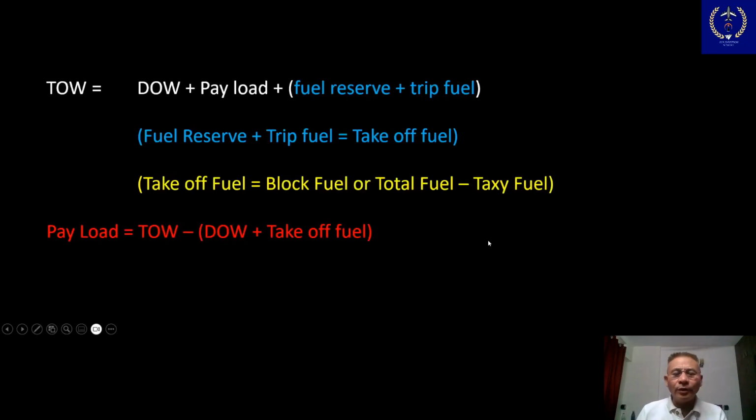After having a look at the previous formula, primarily the takeoff weight is equal to dry operating weight plus the payload plus fuel reserve and the trip fuel. So fuel reserve plus the trip fuel is also known as the takeoff fuel. And what exactly is takeoff fuel? The takeoff fuel is the block fuel that you get in your flight plan or a fuel kit, or the total fuel minus the taxi fuel.